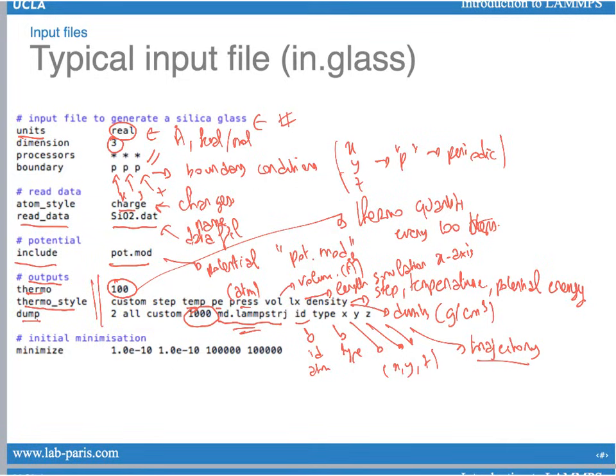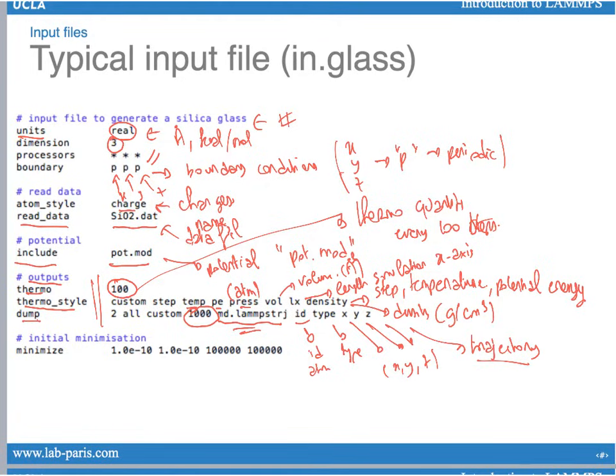Okay, so this defines all the quantities that you want LAMMPS to calculate for you, the information that is for the whole system or the information that is per atom. Once you have defined all of this, then LAMMPS knows about the initial configuration, about the potential that you want to use, about the output information that you want LAMMPS to provide you. So LAMMPS knows everything about the parameters of your simulation.